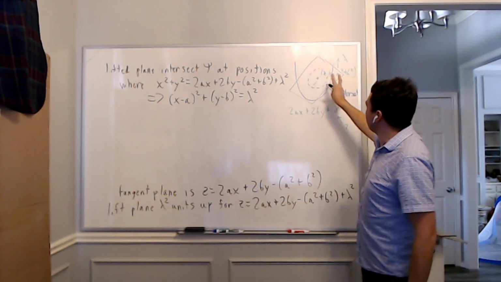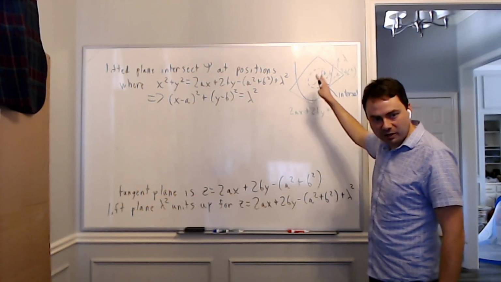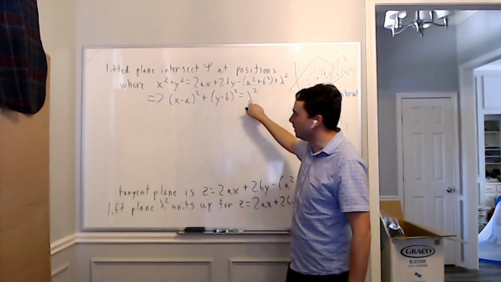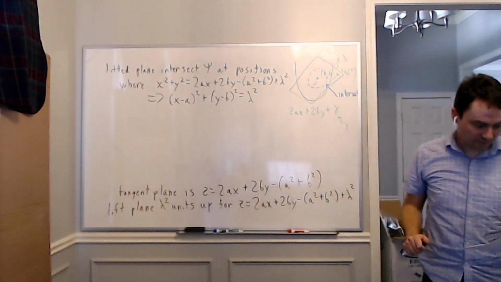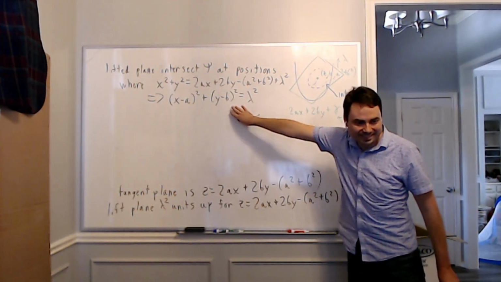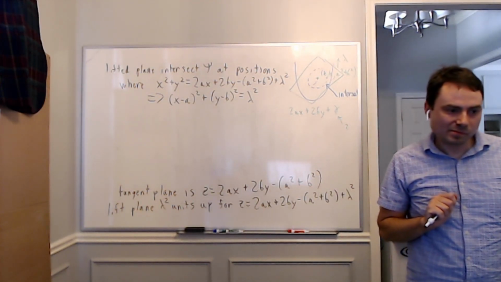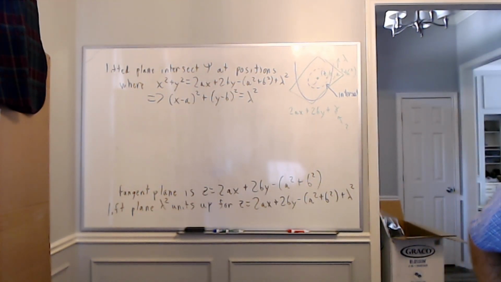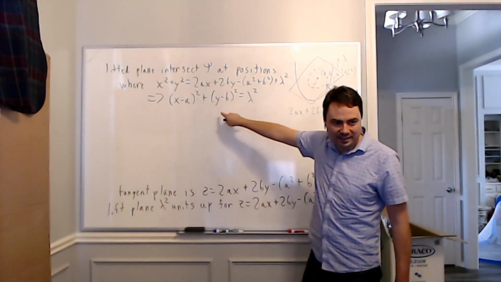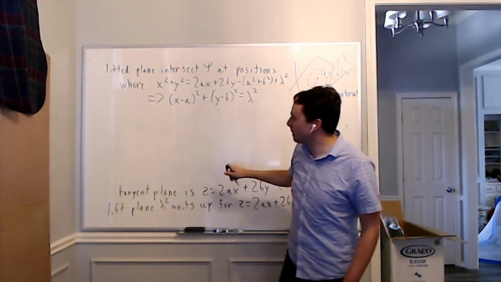So the x and y coordinates, where this plane that used to be tangent but I lifted up lambda squared units, must be such that x minus a squared plus y minus b squared is equal to lambda squared. Does this equation look familiar? Right. What we ended up with is the equation for a circle of radius lambda with center at a comma b.